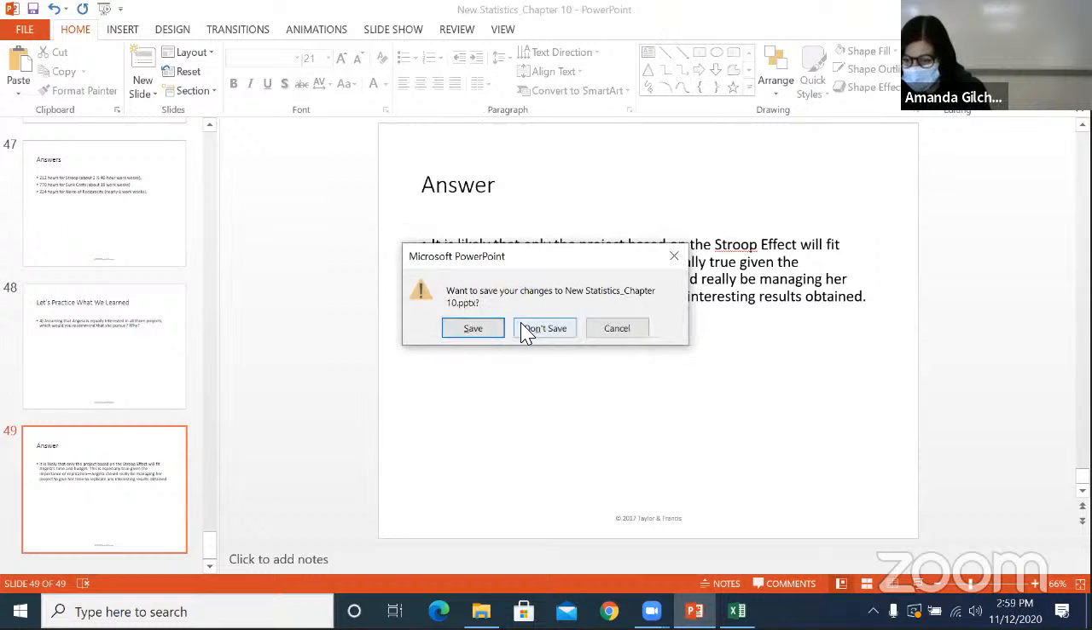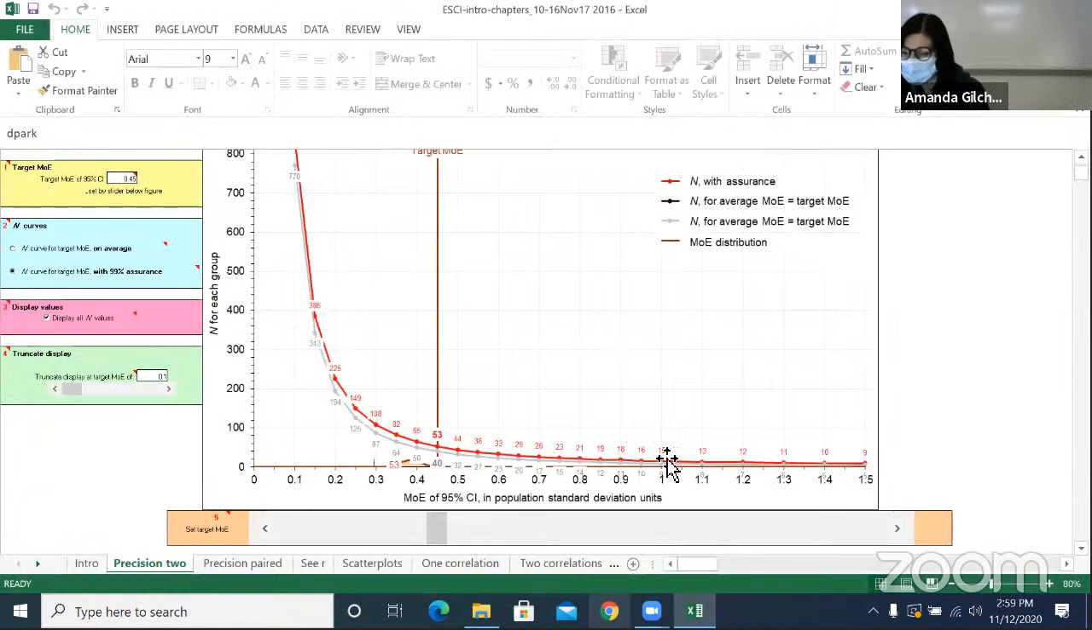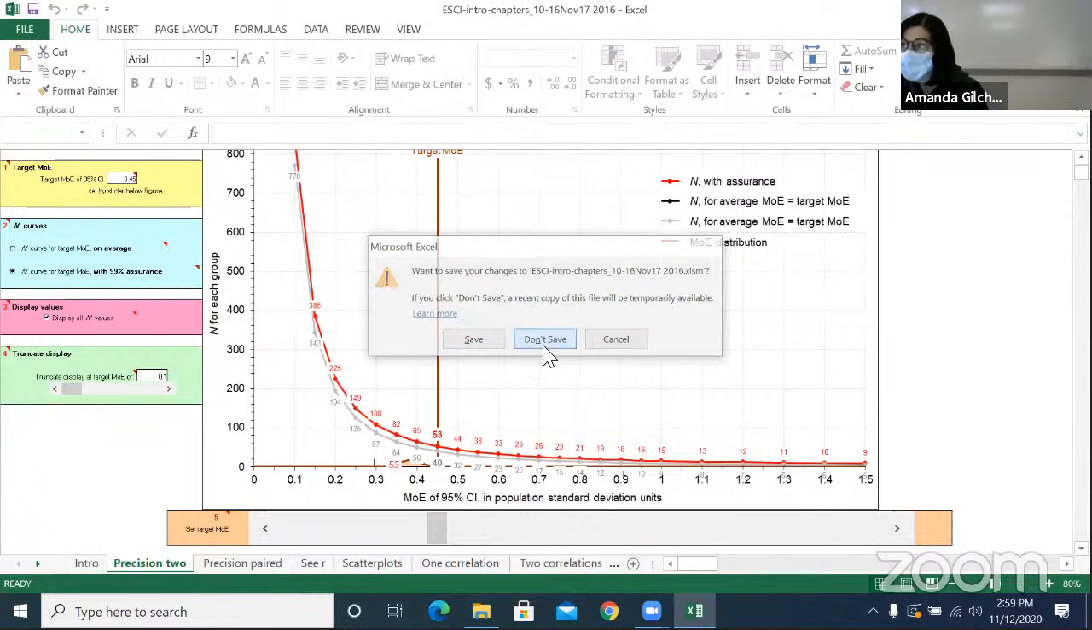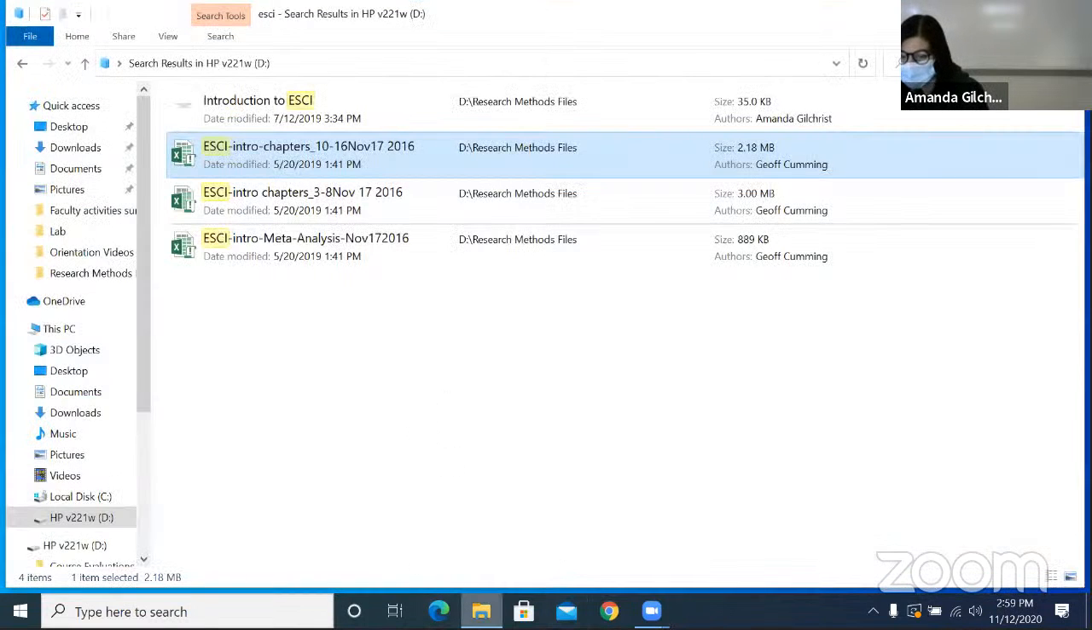Okay, so I am saving because I don't want those mistakes in there again. I'm going to go ahead and close out of this for now. We will probably come back to it. We usually do. All right.